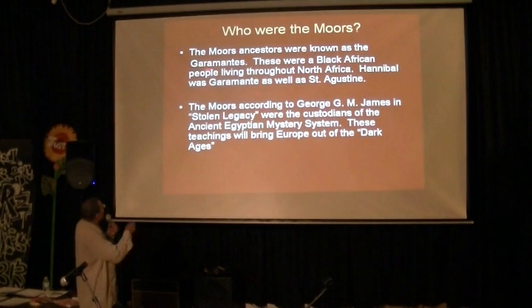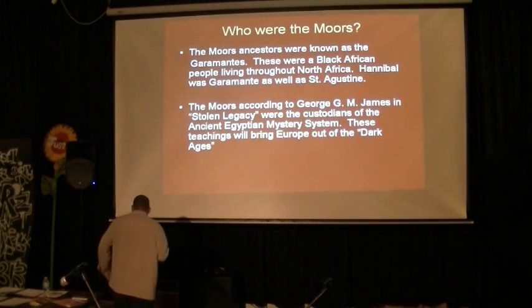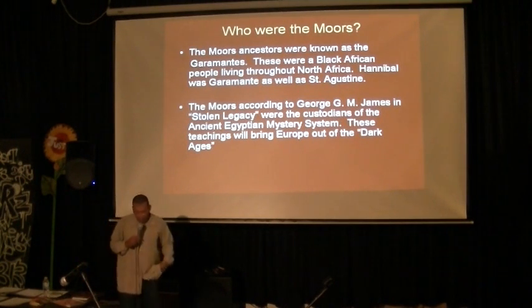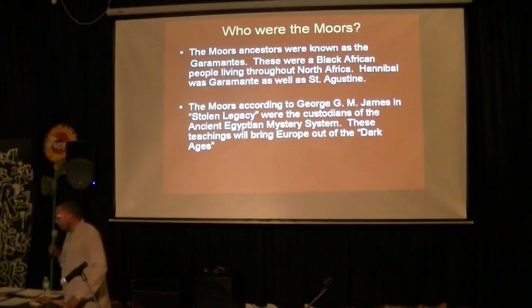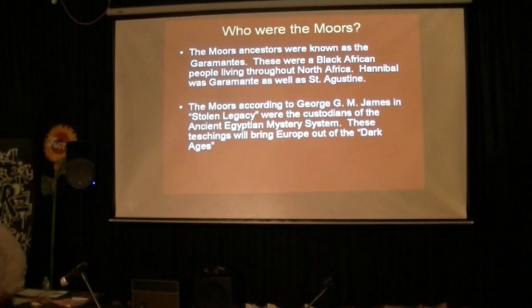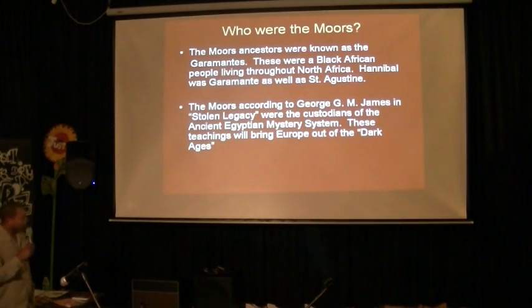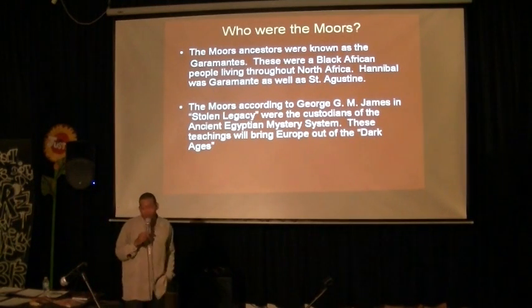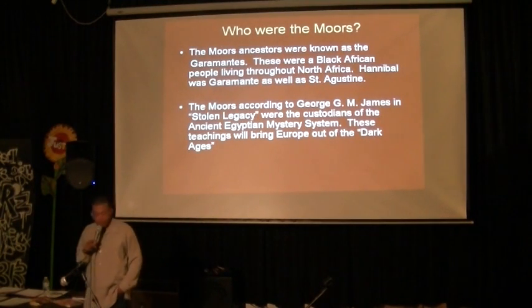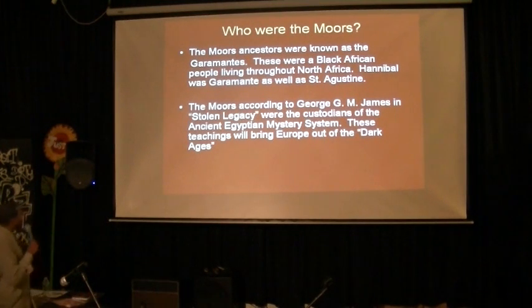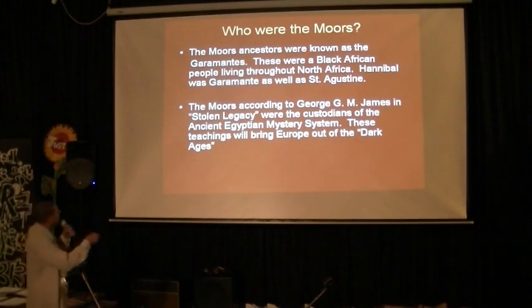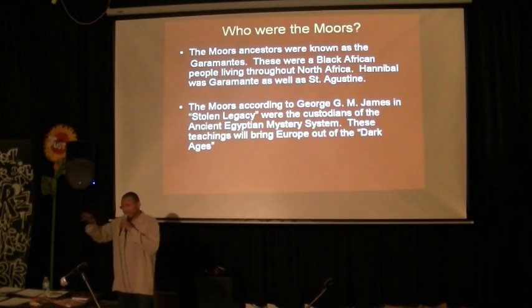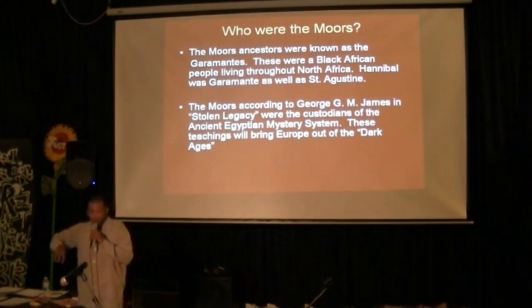All right, so who are the Moors? There's some confusion about who the Moors were, and every week I get somebody on YouTube telling me that the Moors were white, and the first thing I ask them is, what is the etymological derivation of the word Moor? Usually I don't hear back from them after that. But the Moors' ancestors were known as the Garamantes. The Garamantes are going to be in North Africa. They're going to be in Sudan. They're going to be in Egypt. They're going to be throughout North Africa.